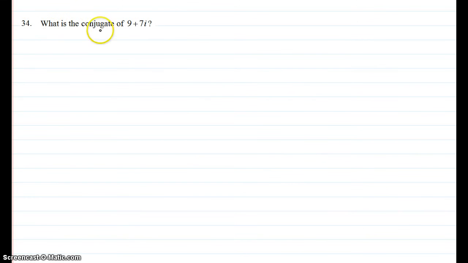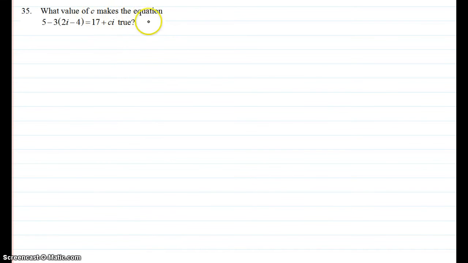Alright, 34, what is a conjugate, or what's a complex conjugate? So like we already talked about, the real number stays the same, so it's going to be 9, and then we take the opposite of the imaginary part, 9 minus 7i.